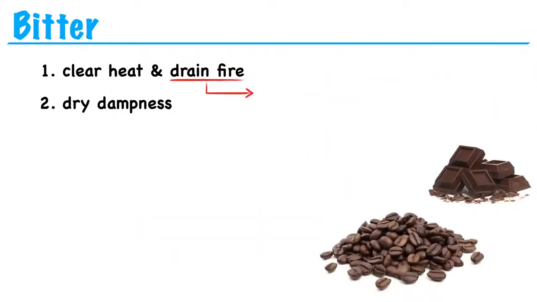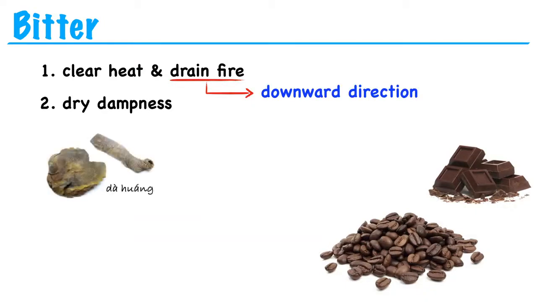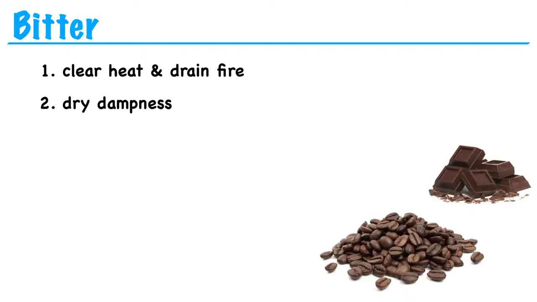But then, we can maybe also say that the word draining implies that bitter herbs have a downward direction. For example, da huang drains heat and fire downwards to relieve constipation. But, however you want to say it, I think the important thing to remember is that bitter herbs are good for getting rid of heat in the body.